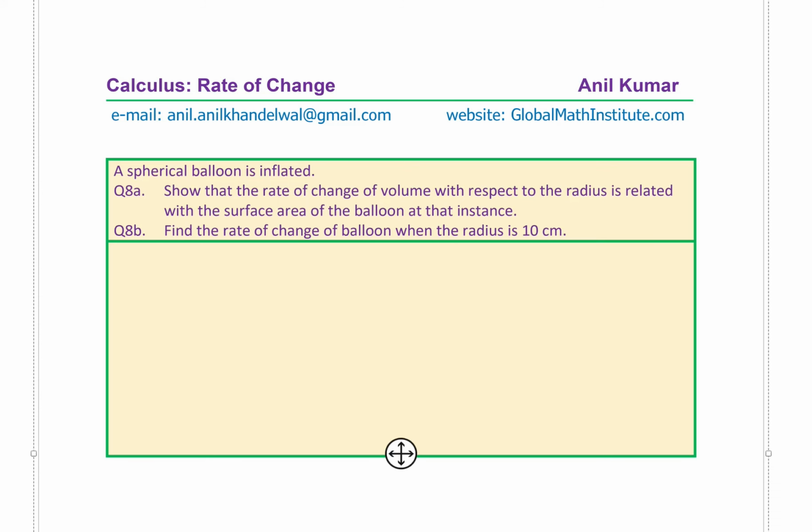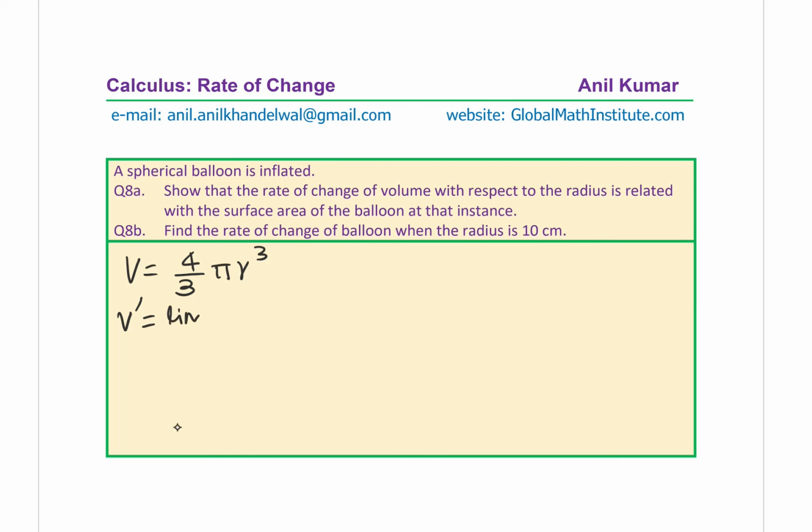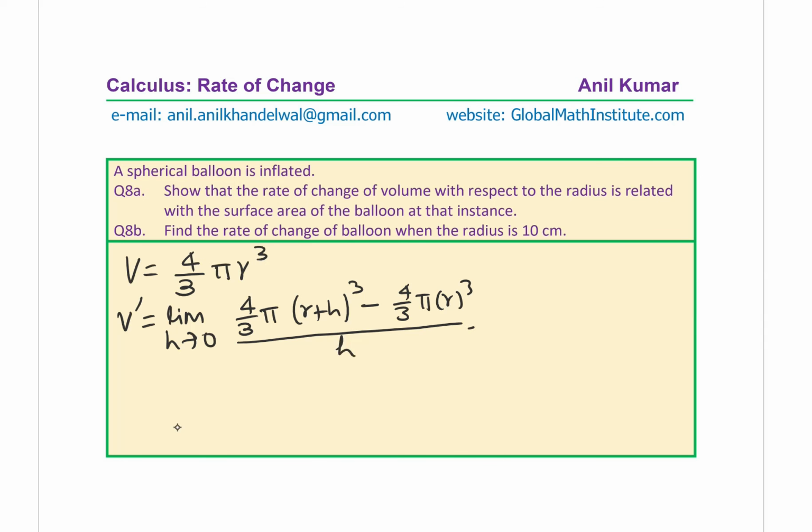We are saying volume of a sphere. So volume of a sphere is 4 by 3 pi r cube. That is what it is. We need to find instantaneous rate of change. So we can write V dash here will be limit h approaches 0 for 4 by 3 pi (r plus h) whole cube minus 4 by 3 pi r cube, divided by h. That is what it is going to be.